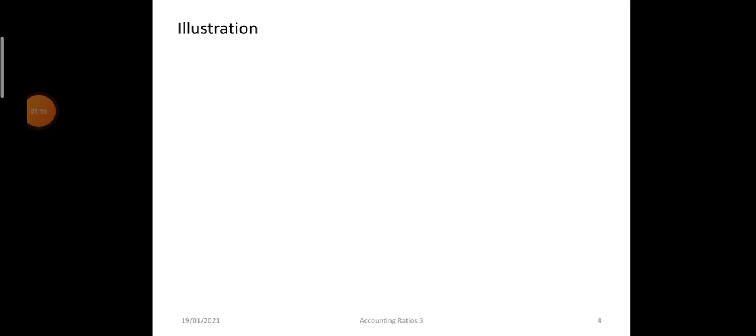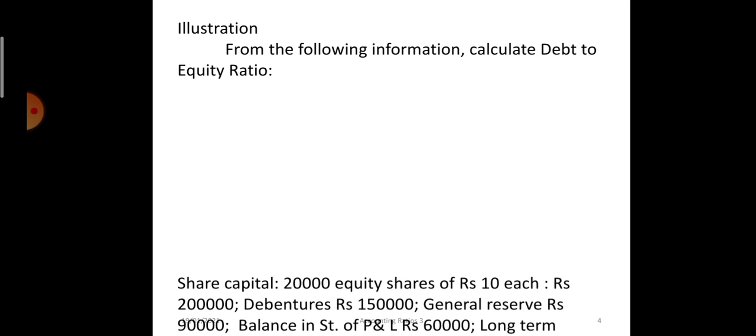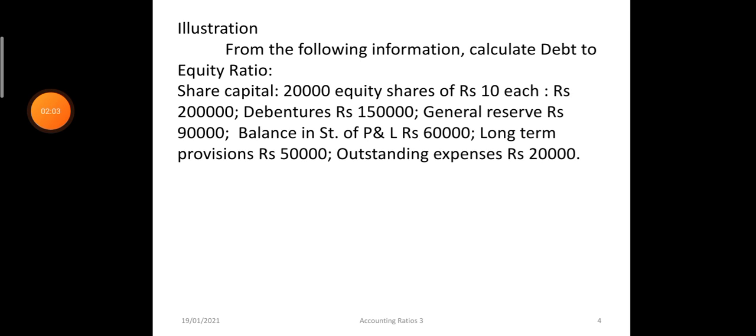To understand that, we will take one illustration. Now in this question, share capital is 20,000 equity shares of 10 each, that is 2 lakh rupees, debentures 1,50,000, general reserve 90,000, balance in the statement of P&L is 60,000 and long term provision 50,000 rupees. Outstanding expenses is a current liability, so to calculate debt equity ratio we will not consider this.